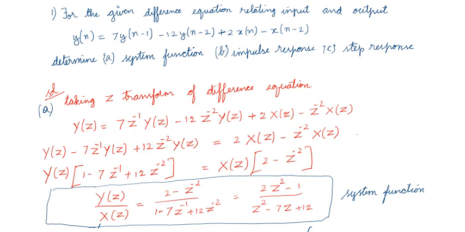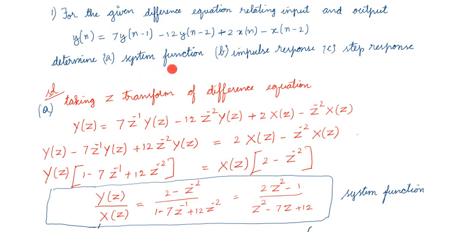First question: for the given difference equation relating the input and output, this is the equation given. Since it's a difference equation, it should be a discrete time system. Discrete time system is represented by the difference equation. The question is: find the system function, find the impulse response, find the step response. Okay. First thing, what is system function?